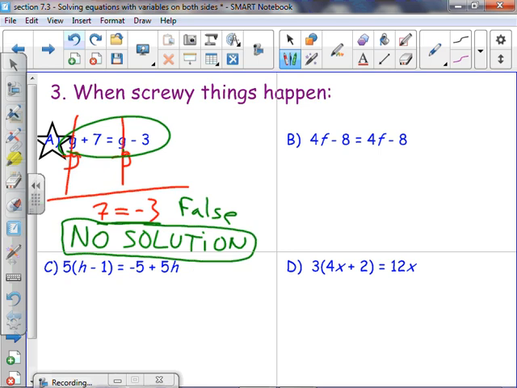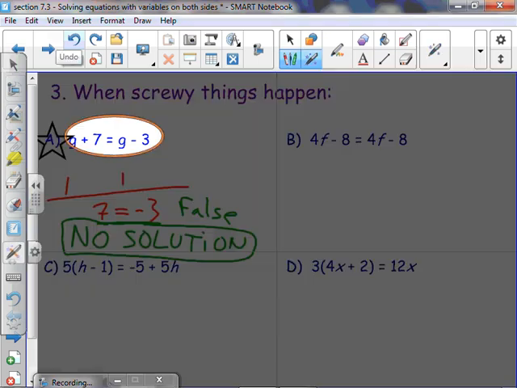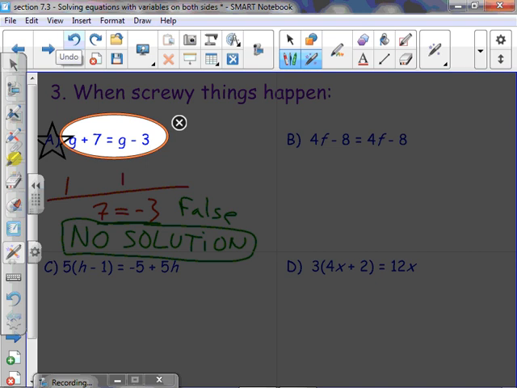And what that means is that there is no value of G that would make this true. Let me erase this so I can show you what we're talking about here. There is no value of G that would make this statement true. It cannot actually work. Go ahead and try it with a couple of numbers. 1 plus 7 is 8, 1 minus 3 is -2. Try it with 100. 100 plus 7, 100 minus 3.